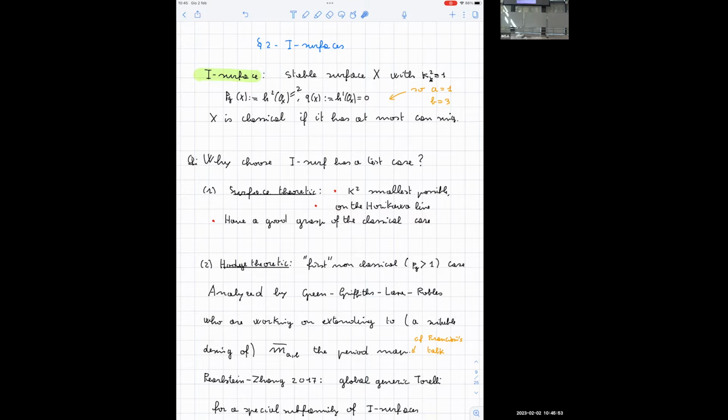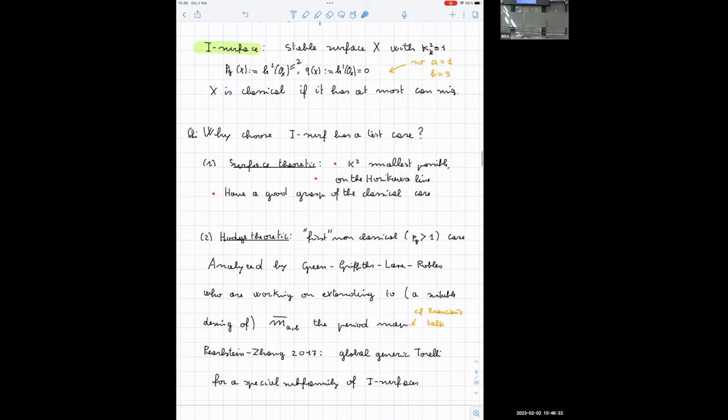What I mean is that there is an inequality that gives you a lower bound for K squared in terms of the geometric genus: K squared is greater or equal than 2pg minus 4. So pg equals 2 is the biggest possible for K squared equal to 1. And experience tells us that the closer you are to the Noether line, the easier it is to understand the surface. So at least we know what the classical I surfaces look like.